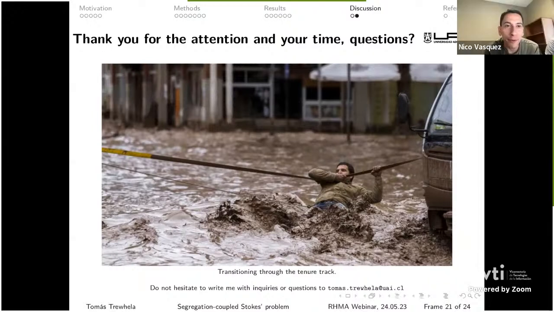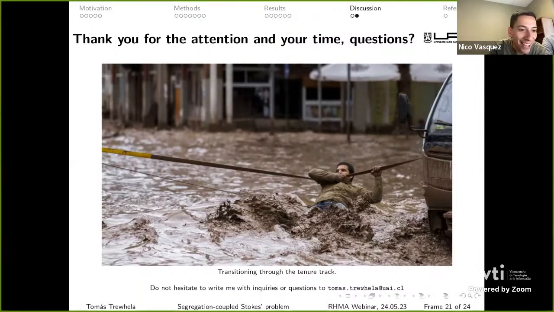Okay, Tomás, thank you very much for such an interesting presentation and very nice final picture. I think it reflects very well as a transition through the tenor track.